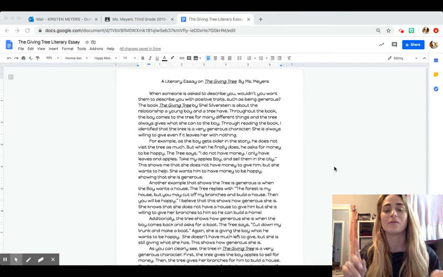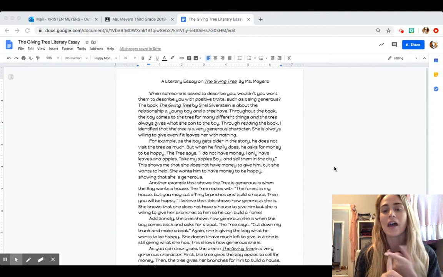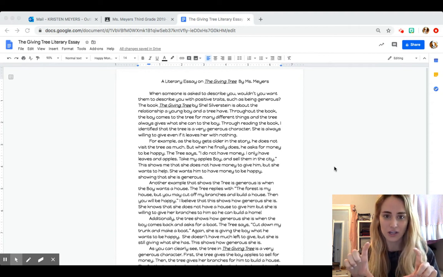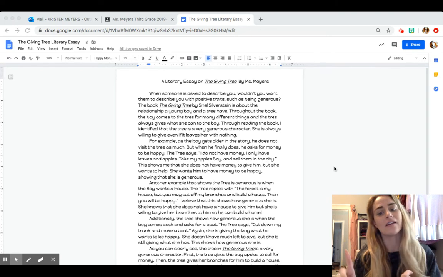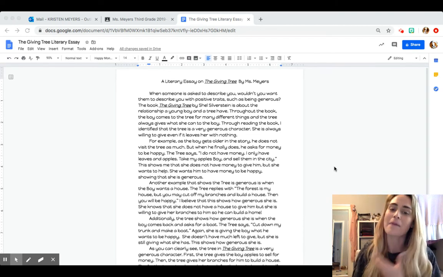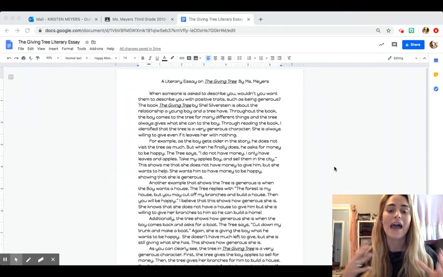We need to make sure we have a title, we have a good hook in the introduction, we state the title and the author. We want to make sure each of our body paragraphs has transitions, evidence, and then reasoning, and then our conclusion wraps it all up and gives it a lasting impact statement, right? So I'm not going to read exactly everything in here, but we're going to go over little bits of what we need to make sure we have in our literary essay, right?